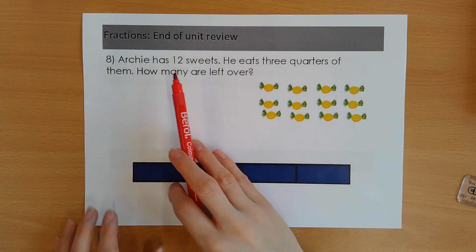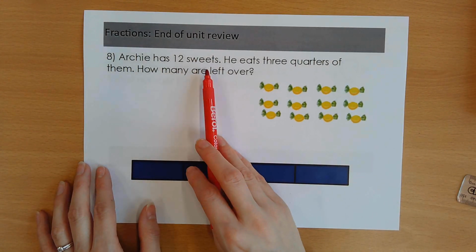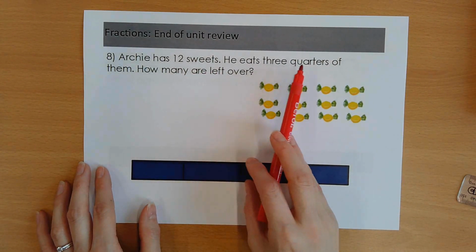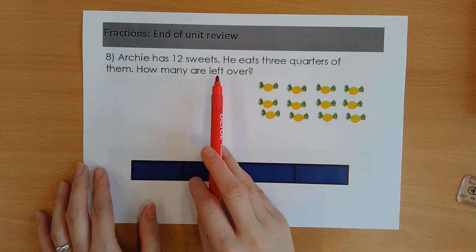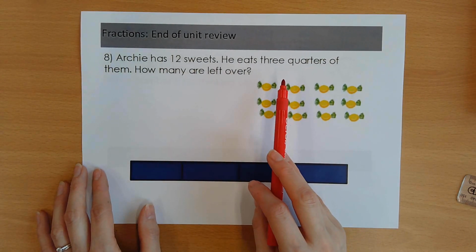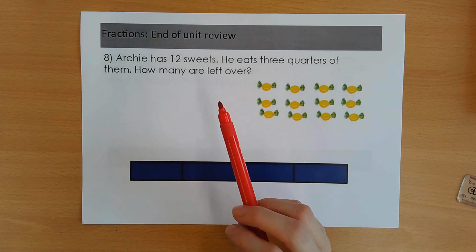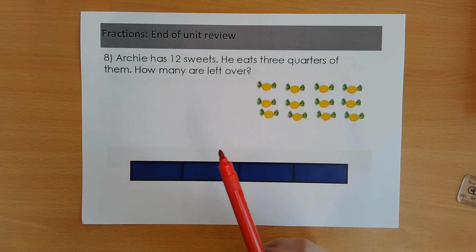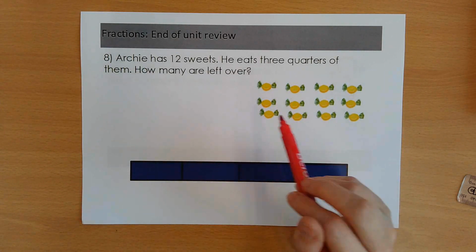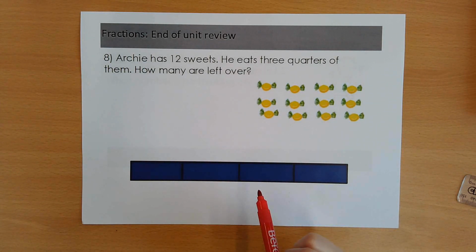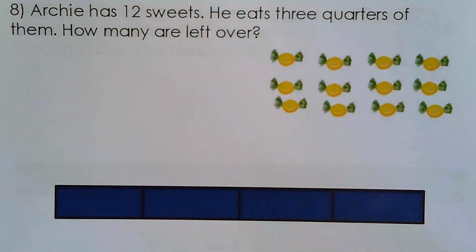Okay, so Archie has 12 sweets. He eats 3/4 of them. How many are left over? Archie has 12 sweets, he eats 3/4 of them. How many are left over? So pause the video, have a go, use the pictures to help you and your bar models, and then come back when you're ready and we'll go through the answer together. Off you go.